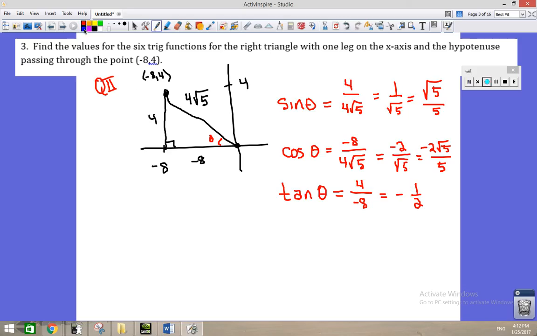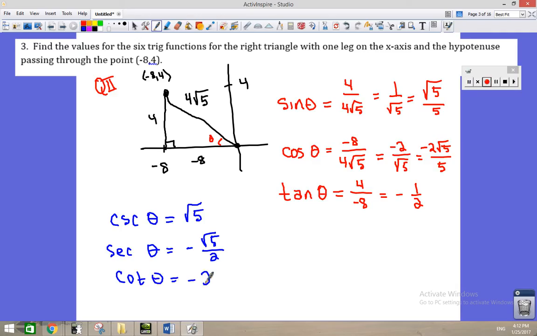So now I can come in and find the other three ratios, either by taking the reciprocal or just knowing that cosecant is the hypotenuse over the opposite side. But usually I just think in terms of reciprocals rather than the exact definition. So if I flip 1 over radical 5, I get radical 5. And secant theta is negative square root 5 over 2, and the cotangent of theta, the reciprocal of negative 1/2, is negative 2 over 1, which is just negative 2.